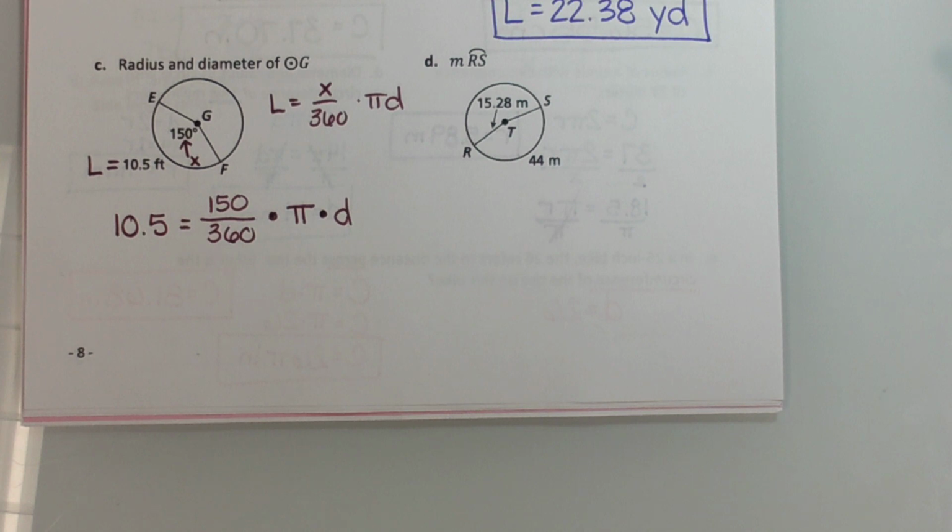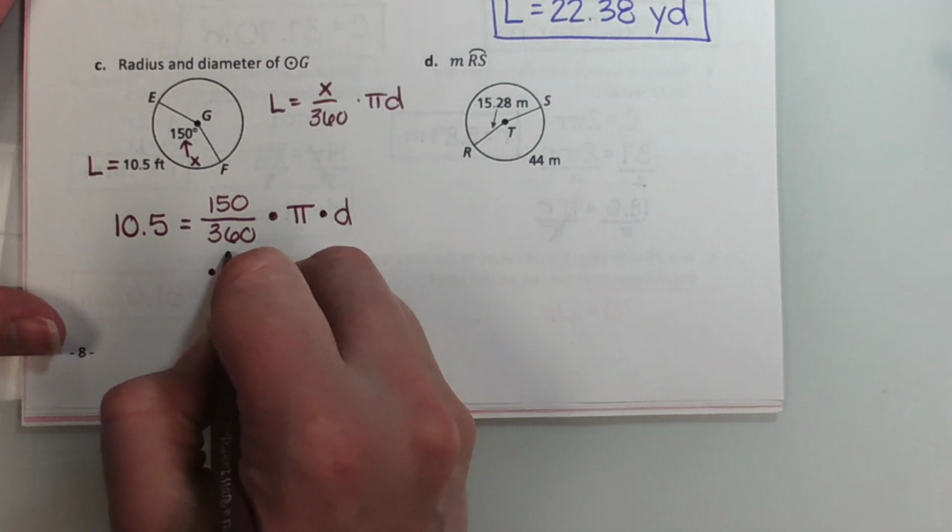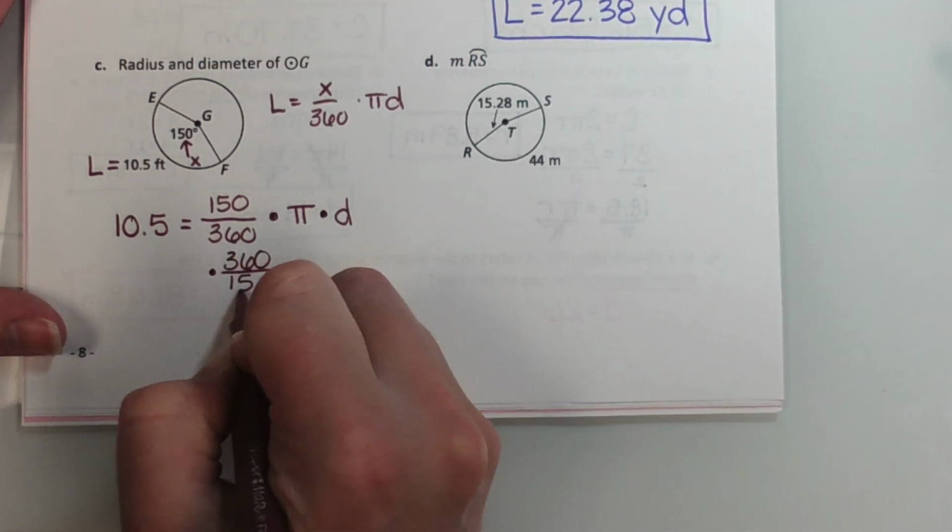Solving for the diameter. I need to get D alone. It's being multiplied by pi, it's being multiplied by a fraction. I would deal with the fraction first. If it's being multiplied by a fraction, to undo multiply, you divide, but what is dividing by a fraction like? Not good. To divide by a fraction, you multiply by its reciprocal. What's the reciprocal of 150 over 360? 360 over 150.